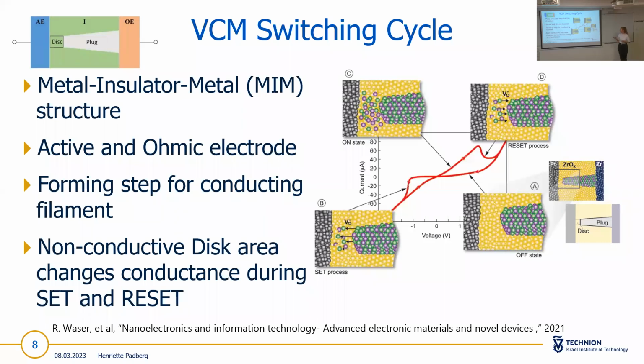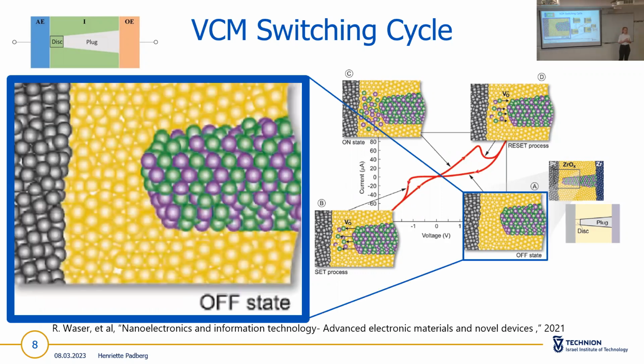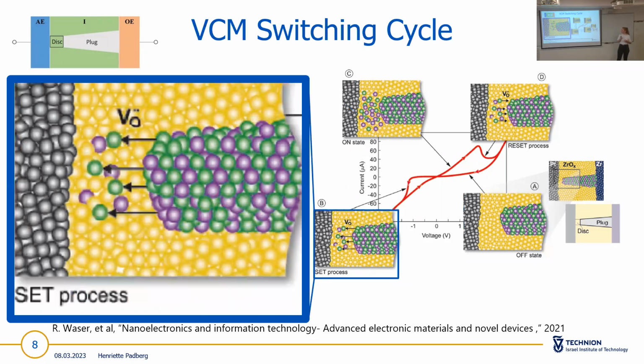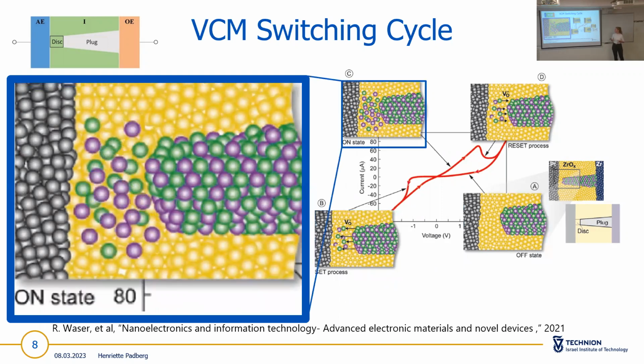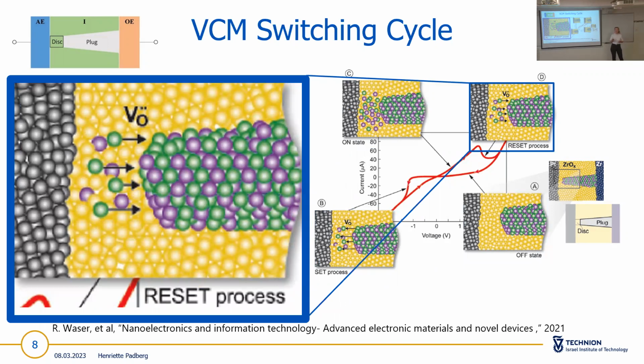And how's that working? So we have here the IV characteristics, so how the current changes with changing voltages. After a forming step, we start in the off state. Here you can see there are no oxygen vacancies in the disk area. Then we perform a set process where the oxygen vacancies move inside the disk area, and that leads to an on state where the resistance is low, a low resistance state. We can reverse this process by applying the opposite voltage polarity so that the oxygen vacancies move back out of the disk area, and we're again in the off state.